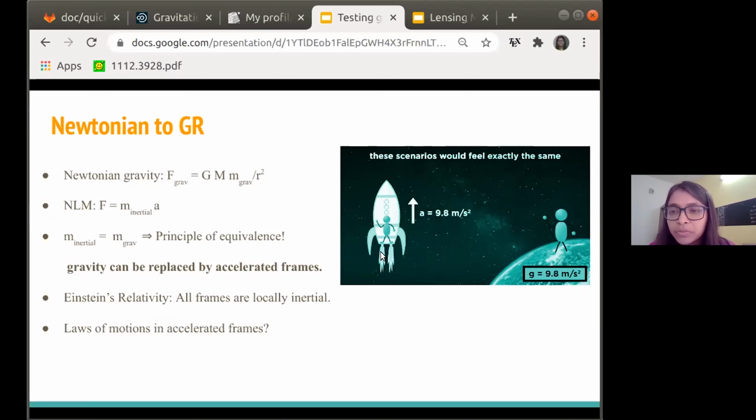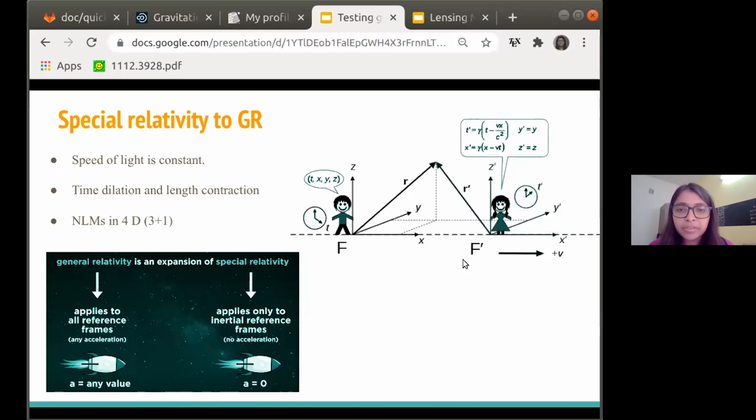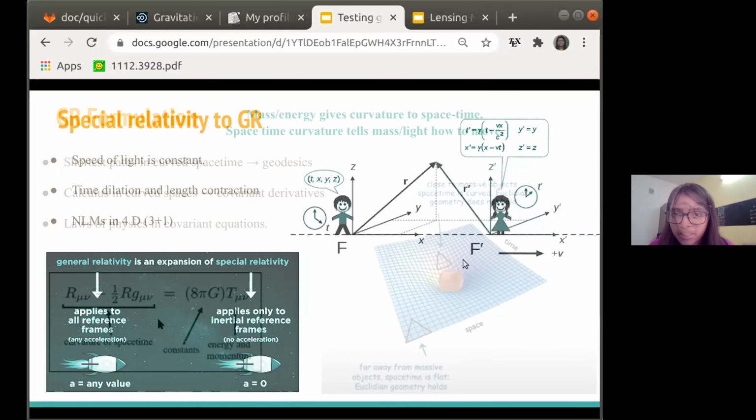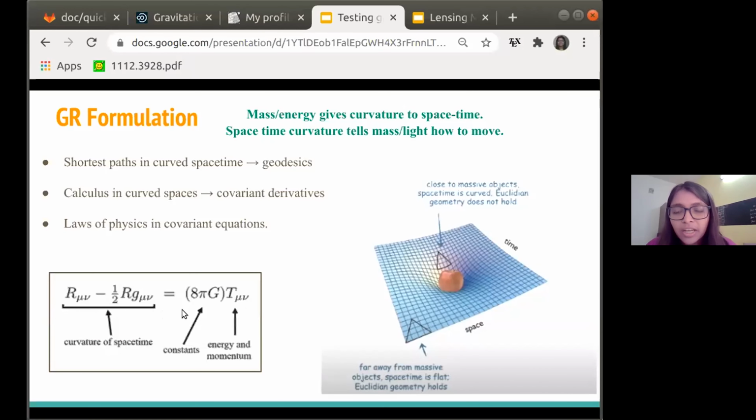A person moving on a spaceship with an upward acceleration of 9.8 meters per second squared would feel the same weight as a person sitting on the Earth. For the moving frame, there would be time dilation and length contraction. Einstein's field equation has the curvature of space-time on the left-hand side and the energy and momentum on the right-hand side.